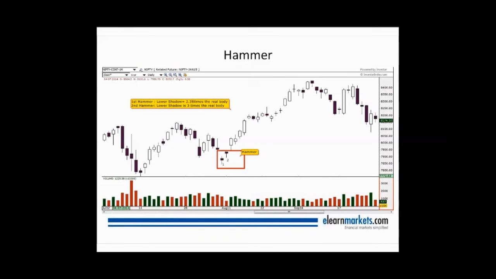Now look at this box over here. We can spot 2 consecutive hammers over here: hammer number 1 and hammer number 2. It is occurring after a series of downfall. The lower shadow is 2.38 times the real body in the case of the first hammer and thrice in the case of the second hammer. Now after we spot hammer number 1, we need a trading trigger to enter into a trade.